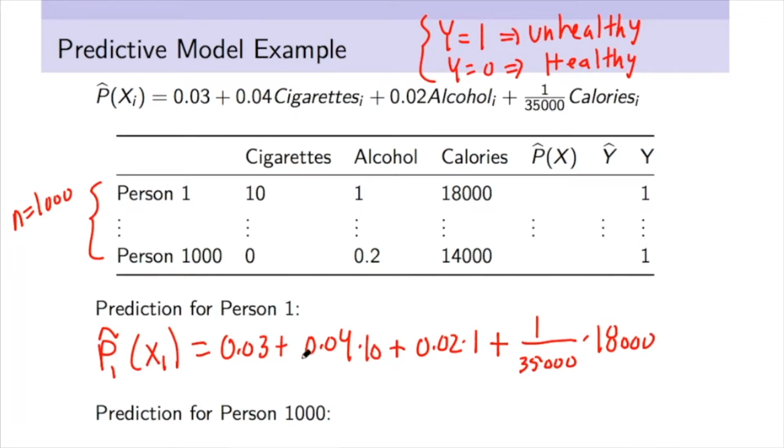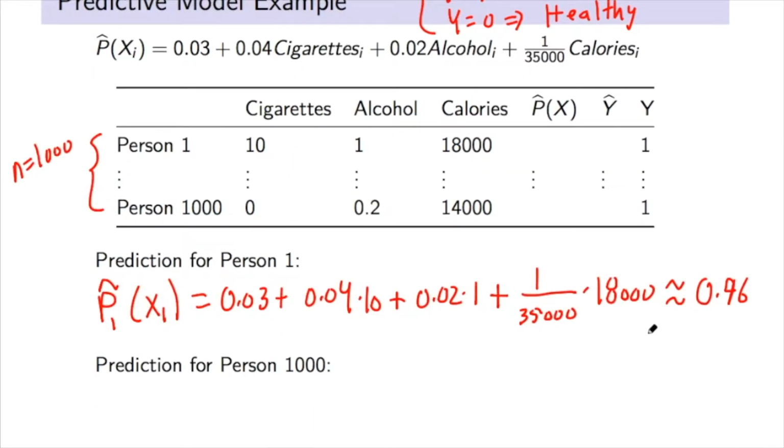Okay, so now we can plug this into a calculator and compute this number. I believe this turns out to 0.96. So what the 0.96 means is that the probability that this person is unhealthy is 96% according to this model. So let's just put in 0.96 in here.